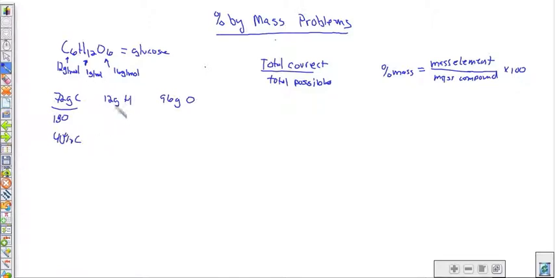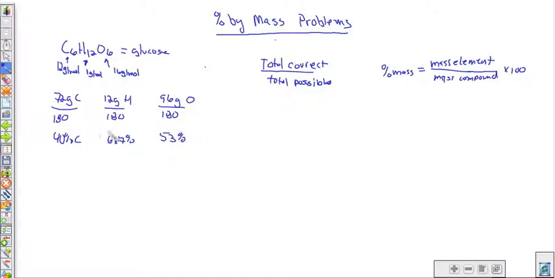And let's do this one. Let's go ahead and look at 12. So we have the mass of the element, which is 12 grams, divided by the mass of the whole compound, which is 180. So 12 divided by 180 is going to give me 6.7%. Okay, and I multiplied that times 100 as well. So then 96 divided by 180 times 100 is going to give me 53% here.